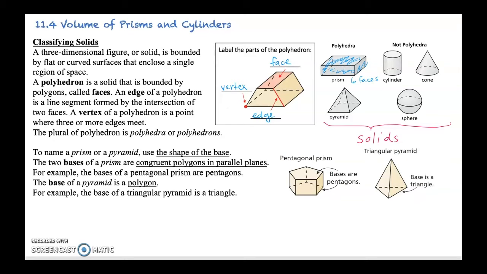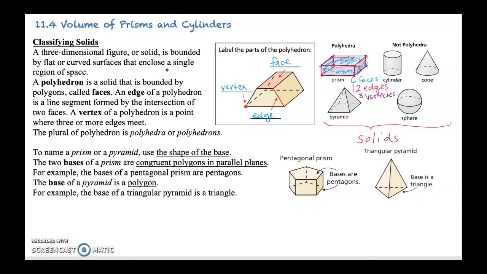And then edges, you'd have anywhere where the face meets. So 1, 2, 3, 4, 5, 6, 7, 8, 9, 10, 11, 12. Right, and a vertex is basically each of the corners. So 1, 2, 3, 4, 5, 6, 7, 8. So this particular prism has 8 vertices.